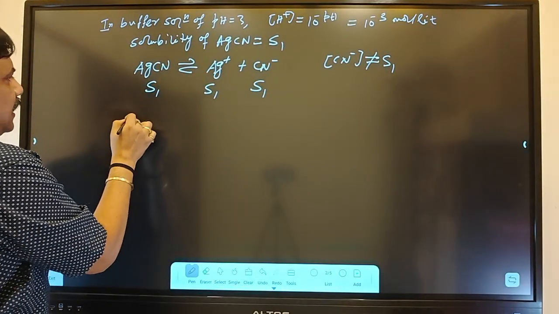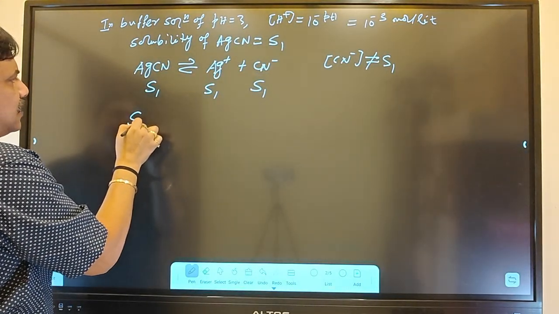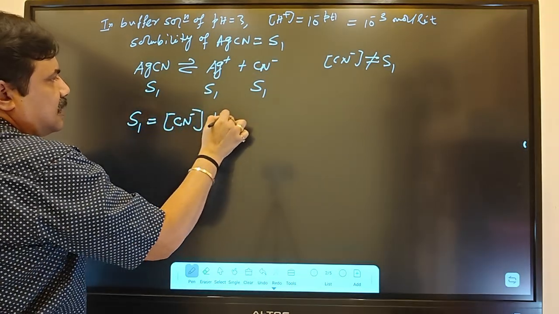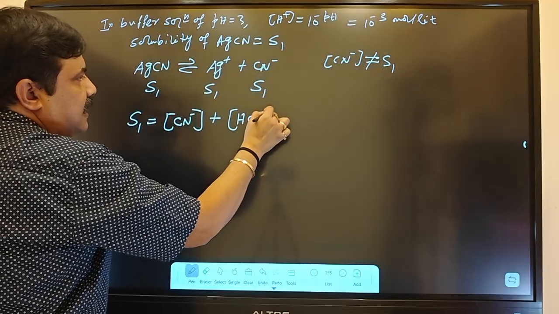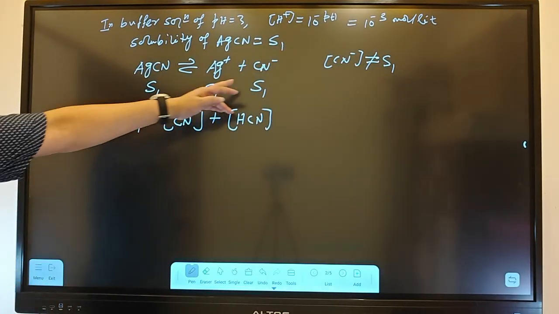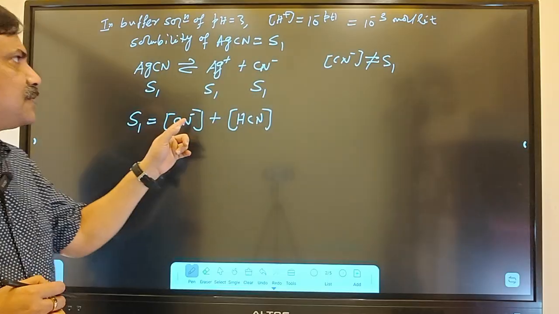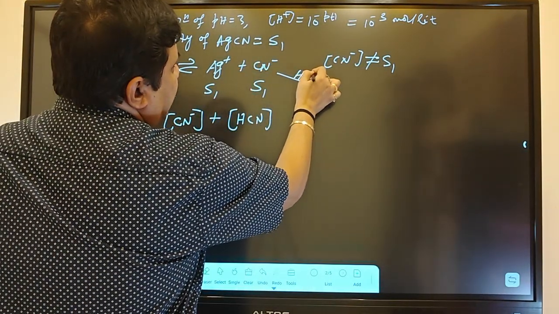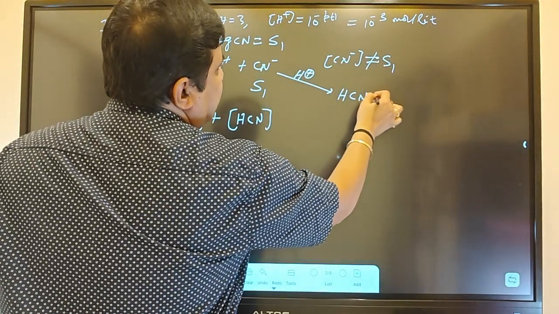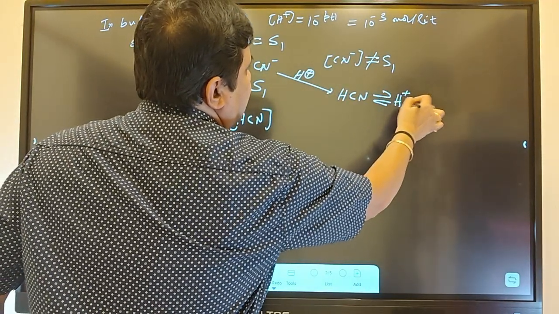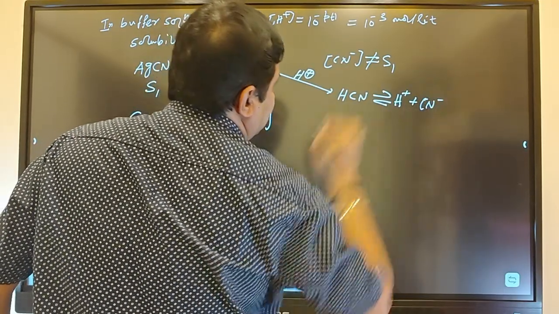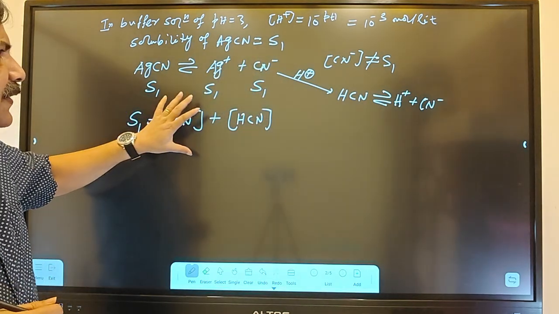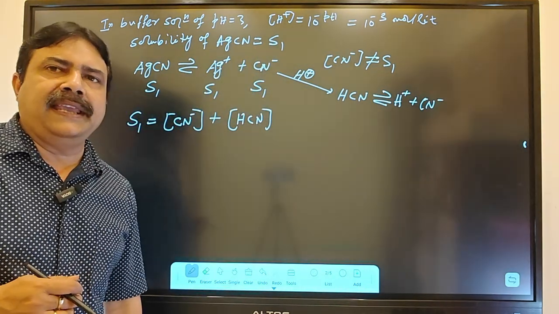Now I am telling that S1 equals the cyanide ion which will be there in free form plus some cyanide which will form HCN. Some cyanide will be free, and some will react with H+ and form HCN. Some amount of HCN will dissociate and some amount will remain in the form of HCN. That means ultimately cyanide will be there, some in free form and some in the form of HCN.